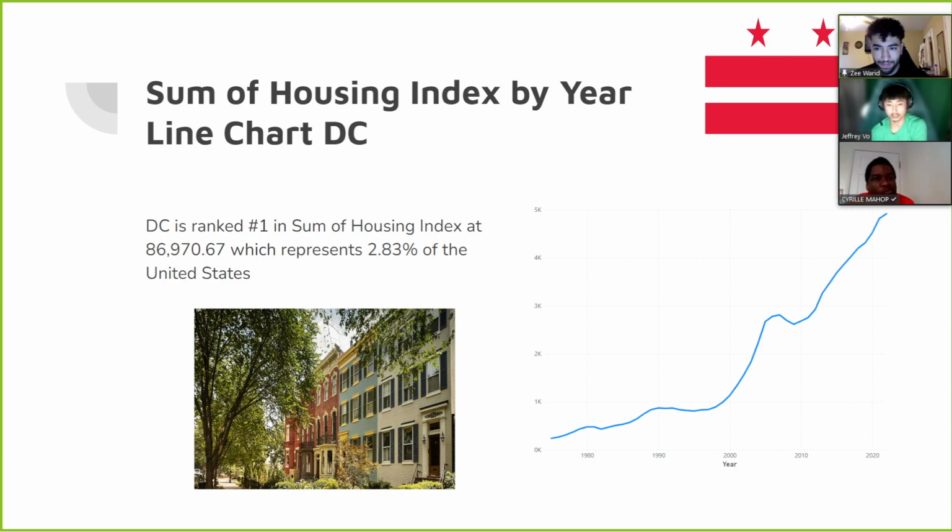We used a picture to represent the neighborhoods in DC, and now looking at the chart, we could see it was under 1,000 all the way to 2000. And then after the 2000s to 2008, right before the crash happened, it reached right under 3K. It dropped to around 2.5K in 2010 from 2008. And then it found its way all the way back up to near 5K in 2022.